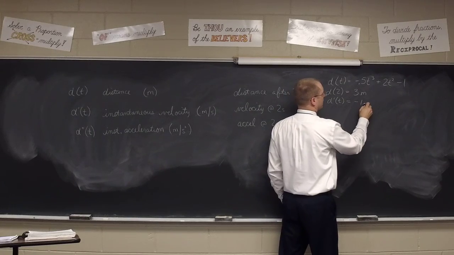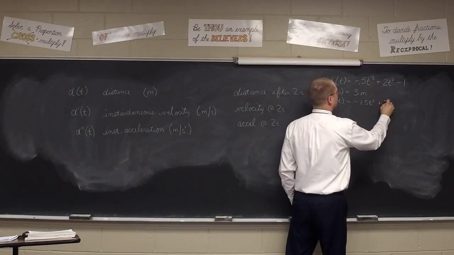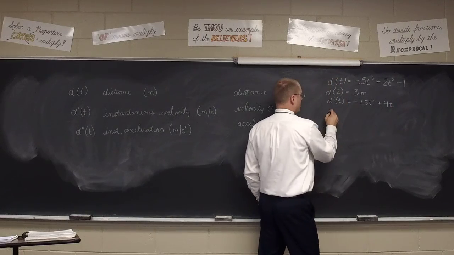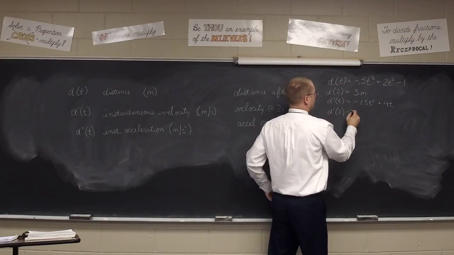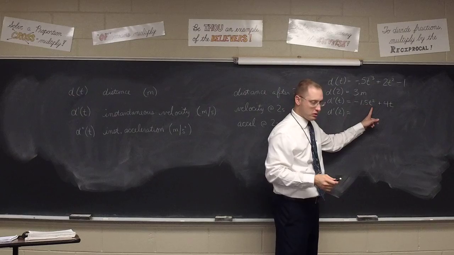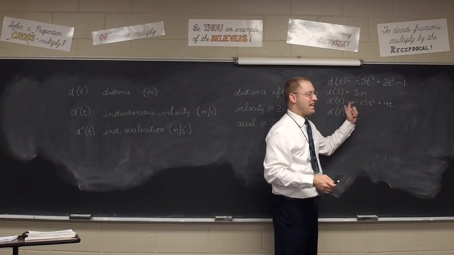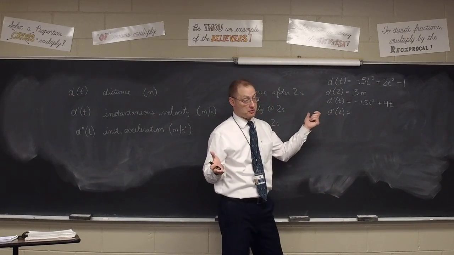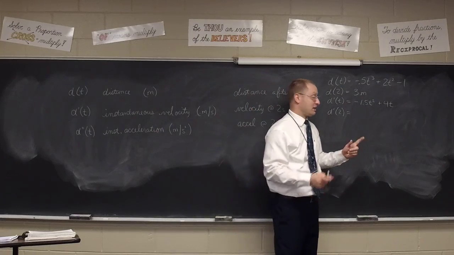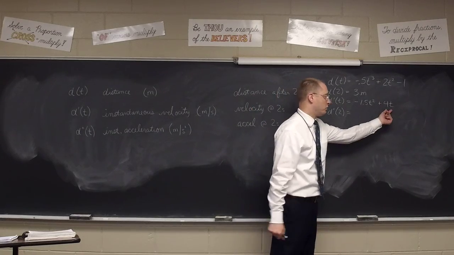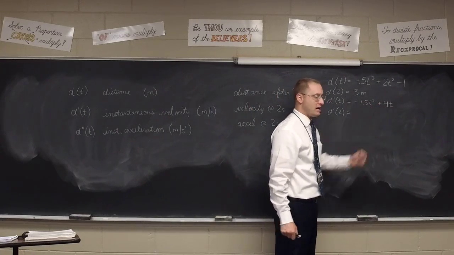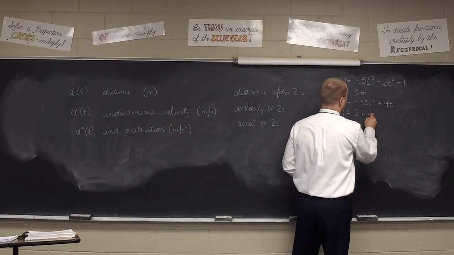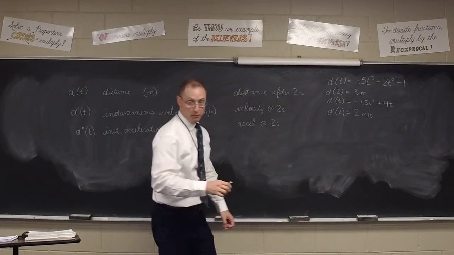Negative 1.5t squared plus 4t. All right, and so d prime of 2, let's see if we can do this in our heads. We square the 2, 4, times negative 1.5, or maybe we would use a calculator for that. Negative 6. He didn't need a calculator. And then 4 times 2, 8. So we have negative 6 and positive 8, 2. So 2 meters per second at the 2 second mark. Do we have that correct?